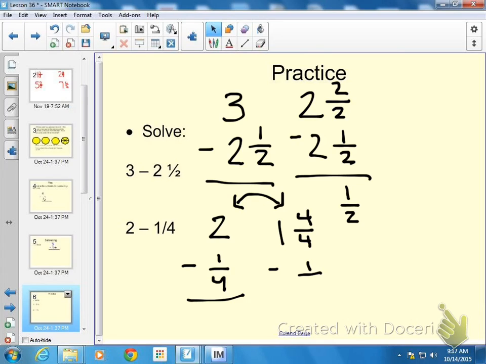And then we're going to take away 1/4. So 4/4 minus 1/4 equals 3/4, and then we just have 1 whole minus nothing. If you want to, you can put your 0 there. So the answer is 1 and 3/4. Good job.